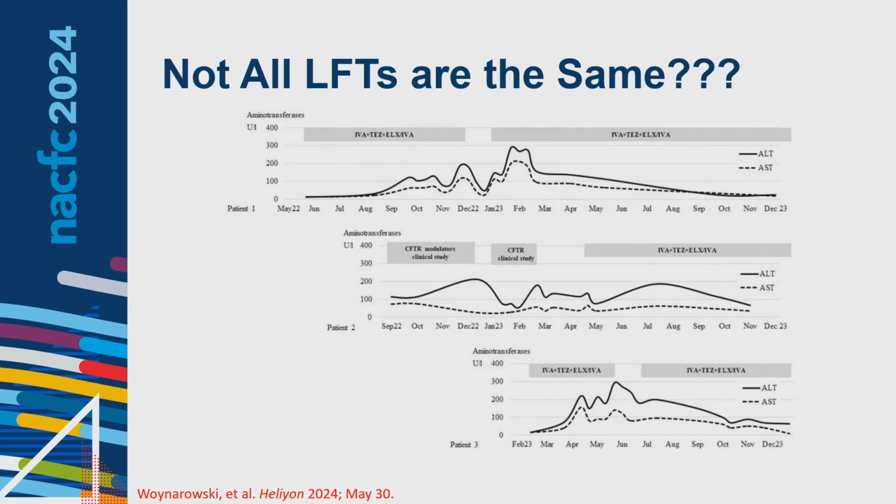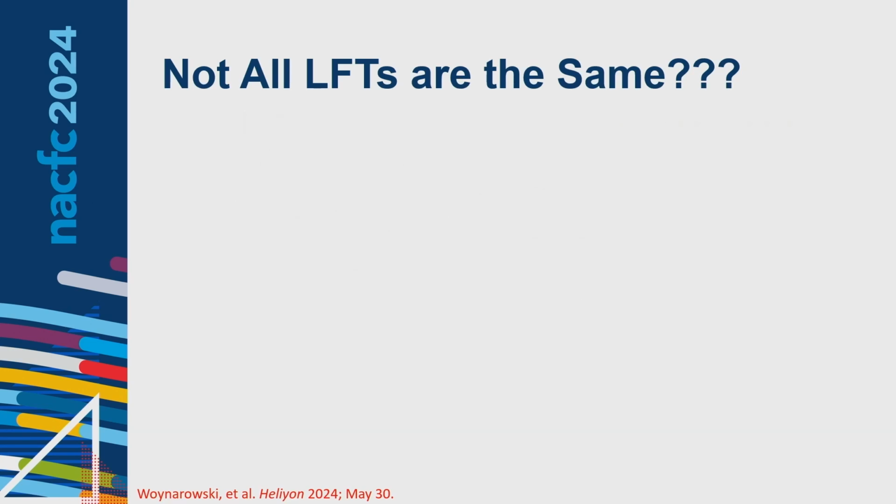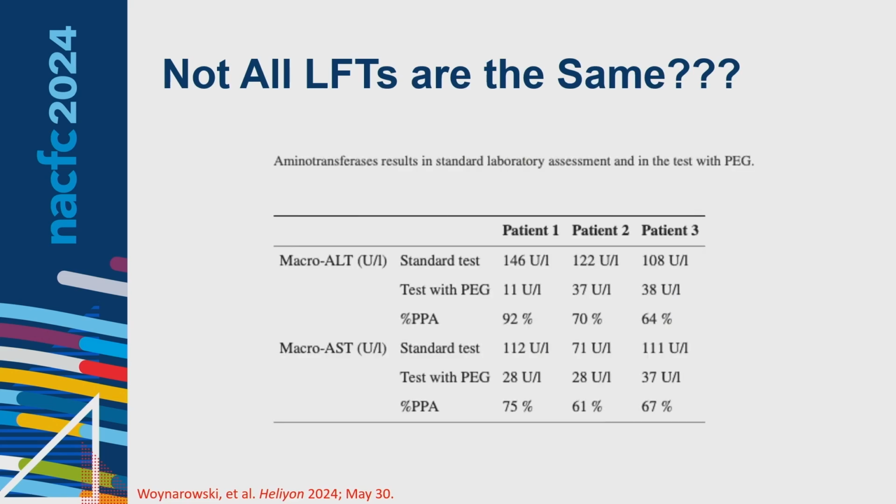And so they had this kind of trend here where the dark line is the ALT and the dotted line is the AST. And they could figure out nothing as to why this patient was having elevated transaminase levels. So there is a way to use polyethylene glycol. Many of you know it as Miralax. But you can put it in a tube, and you can actually calculate a macro AST and ALT.